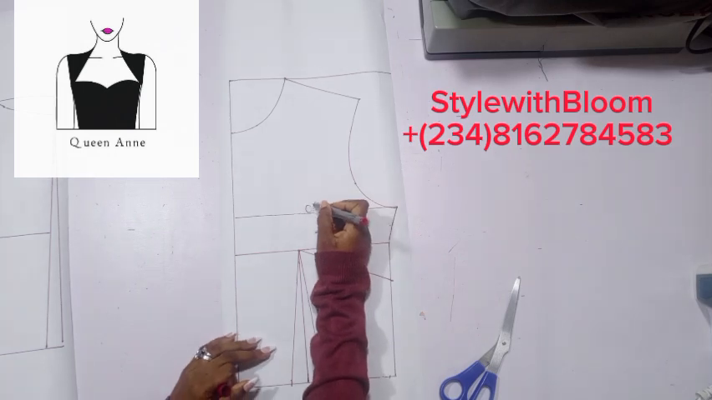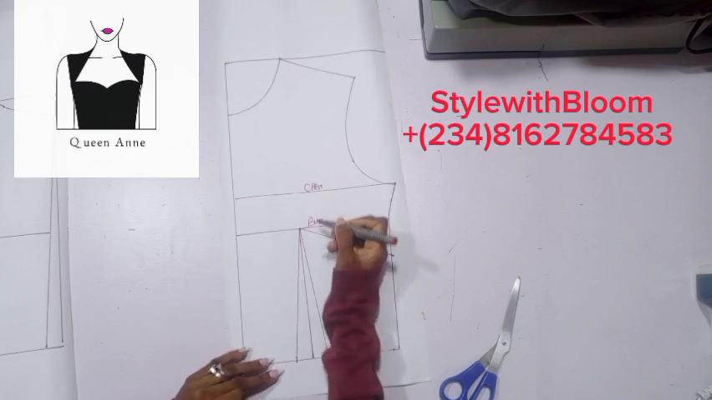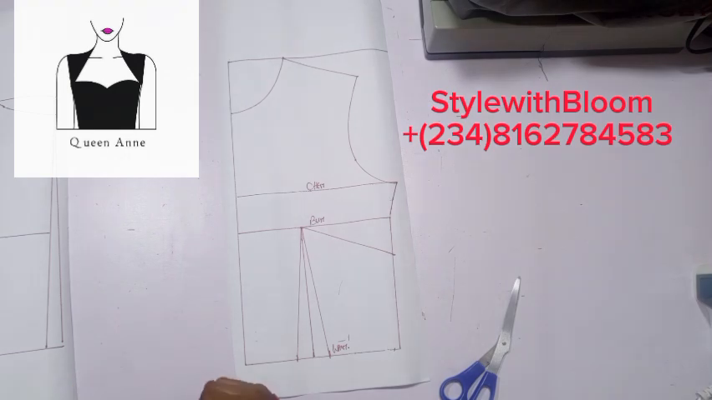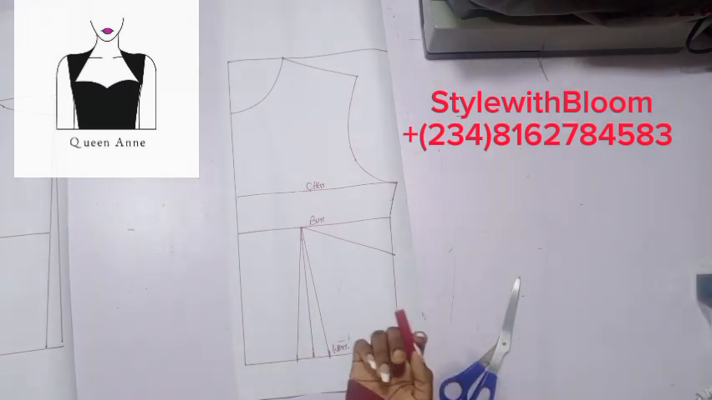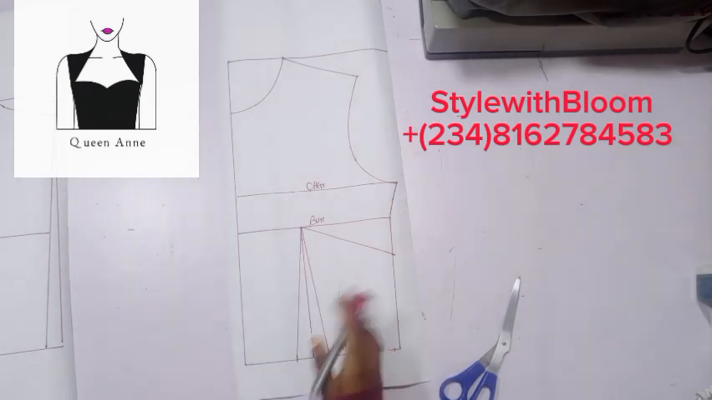I have my chest line, I have my bust line, and I have my waist line. Now if you're yet to see a tutorial on how I drafted this basic bodice pattern, I'll be linking it in the comment section. I've done this video before about a few days ago. I also have a few of them on my YouTube channel. You can check them out, and so we can be on the same page.